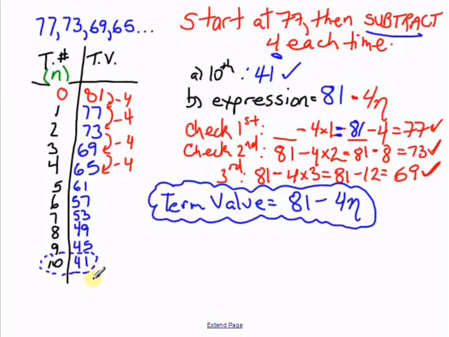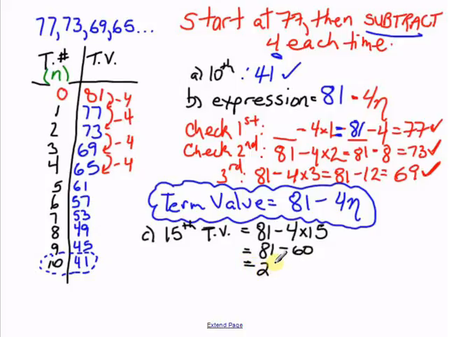I can keep extending the chart, but again, we want these expressions so that we don't have to, and we can just calculate whatever we want. And I think we were asked to find the 15th term value. Okay, so take 81, take away 4 times 15. 81 take away 60, that should be 21. So if I kept going on my pattern here, the 15th number in the pattern is 21.